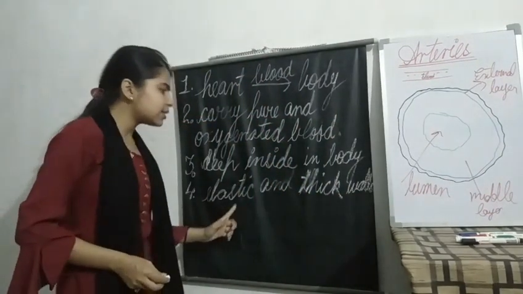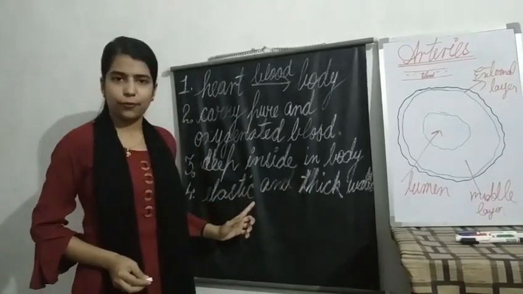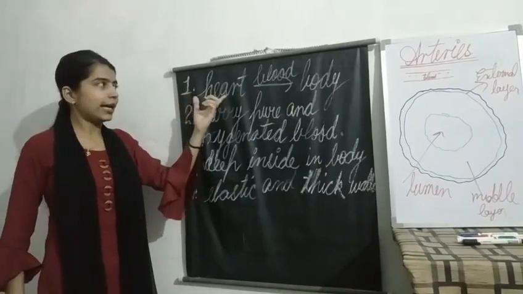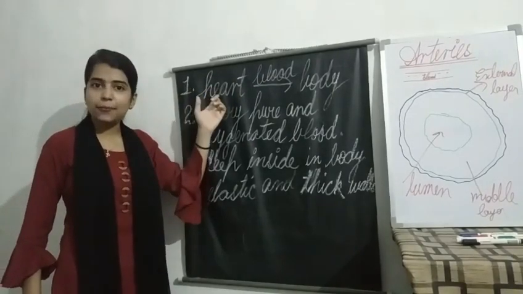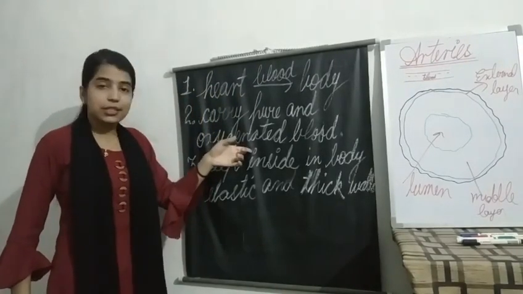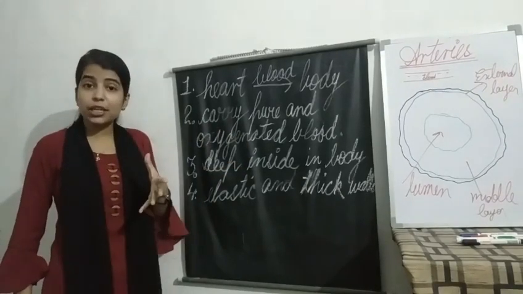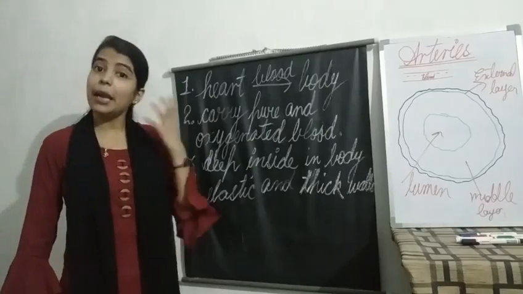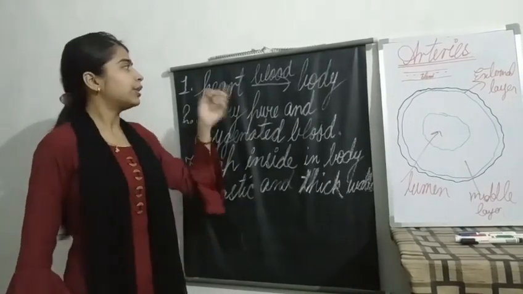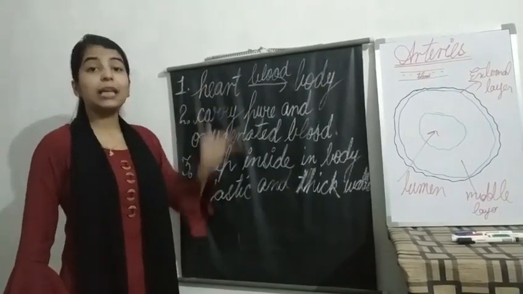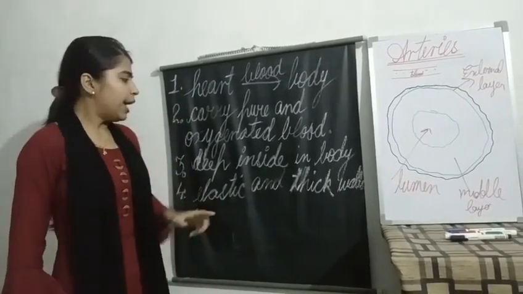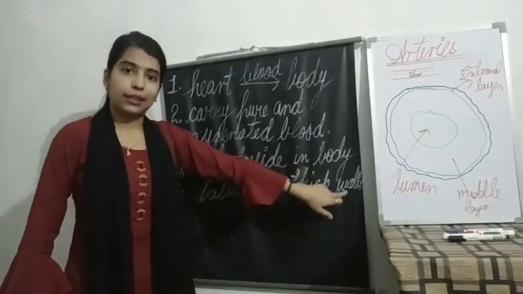So what is the reason that they have thick and elastic walls? See, since they are carrying the blood from the heart and that blood is oxygenated, means rich in oxygen, the blood is flowing with high pressure. When the blood is pumped from the heart, it flows with very high pressure. So these walls are thick.